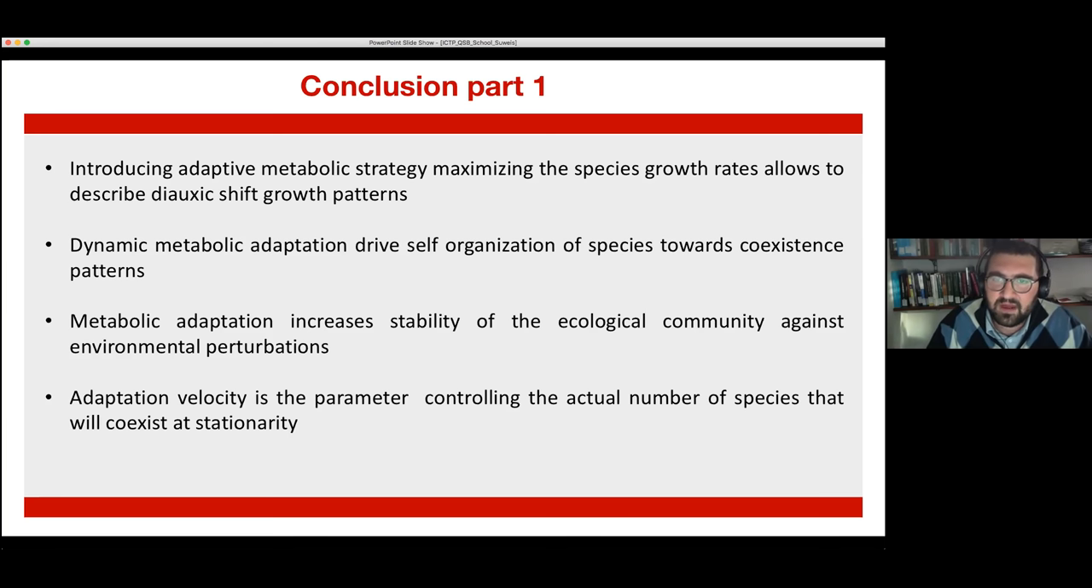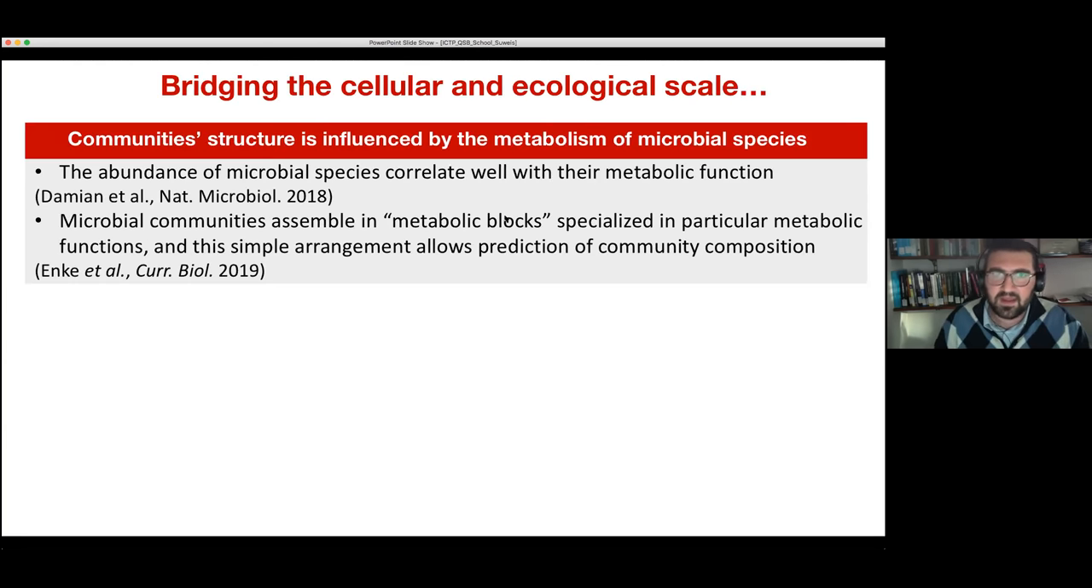Okay. So I'm just reading now two questions, about physiological adaptation, physiological or genetic changes. Let me just go to the second part because I think it is enlightening. In fact, my second aspect is that we try to bridge the cellular and the ecological scale. There is evidence that the abundance of microbial species is strongly correlated with metabolic function, so that you can actually predict community composition by assembling microbial species in metabolic blocks specialized in particular metabolic functions. And we have already seen that metabolic adaptation is very important in determining the evolution of the population.